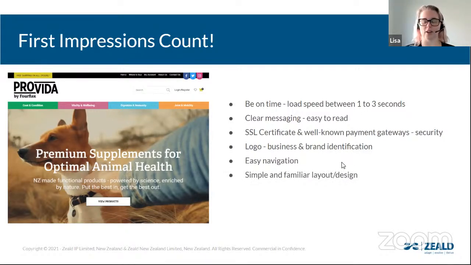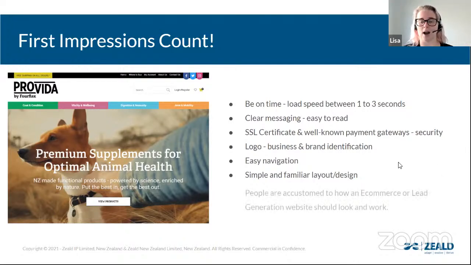And then the last one, which I think is very, very important for all businesses, is a simple and familiar layout and design. Now, what I mean by familiar is that people have in their heads an idea of what e-commerce or lead generation sites should look like. Because of this, people are going to look for that when they're on your website. So while being innovative and trying to do something new with your design or your layout is good, it is about following these best practices and the familiar layout.